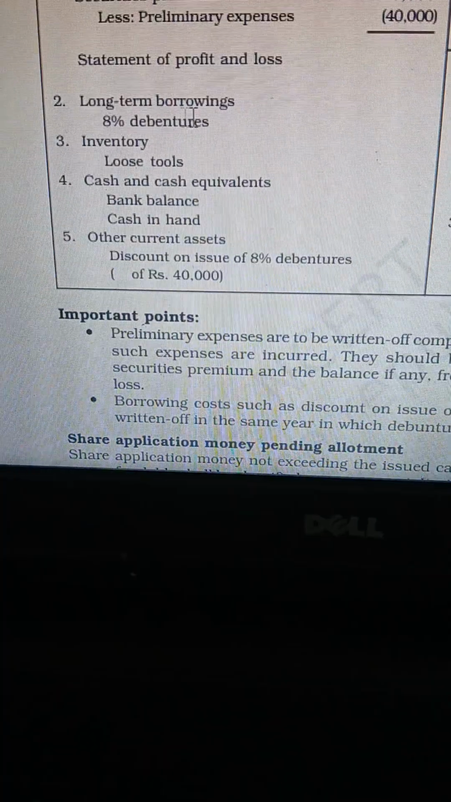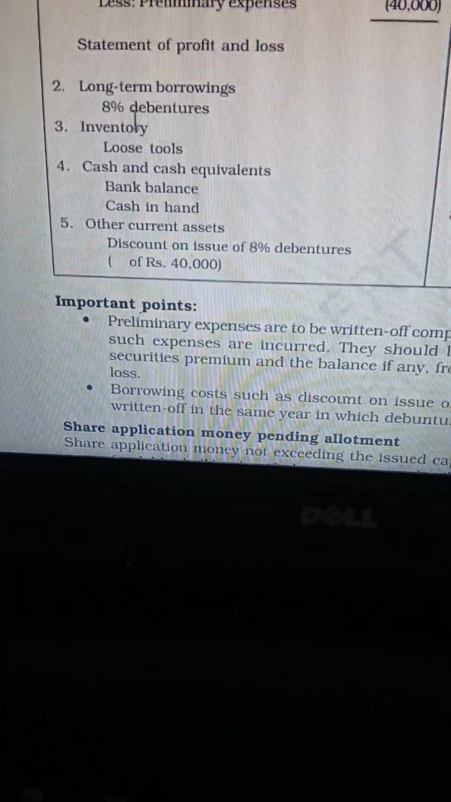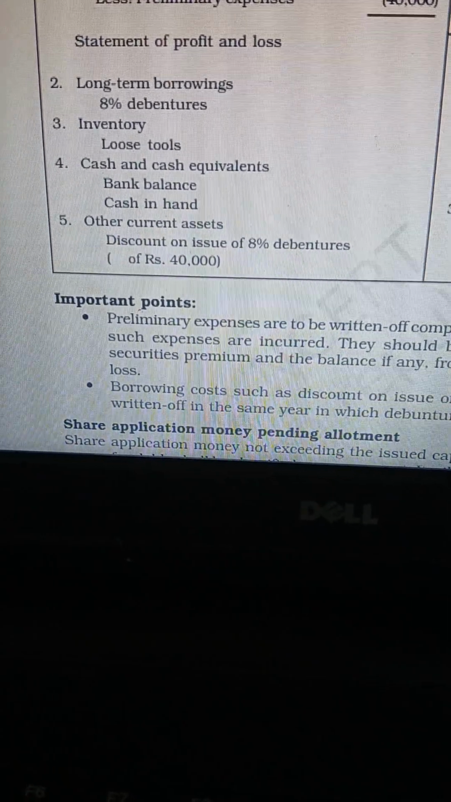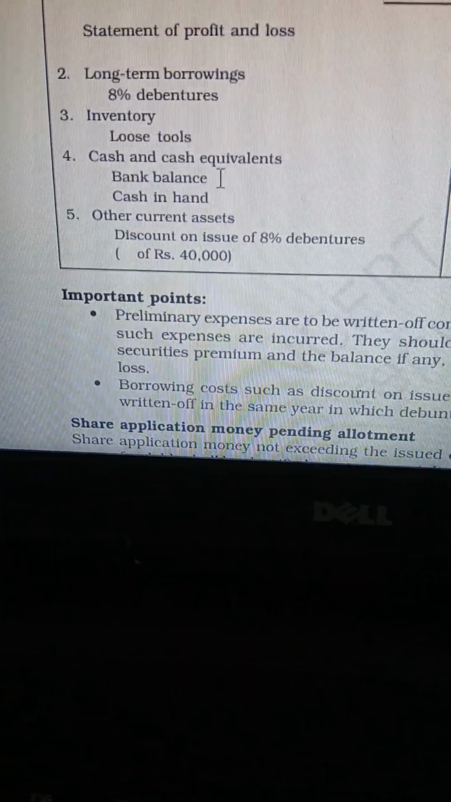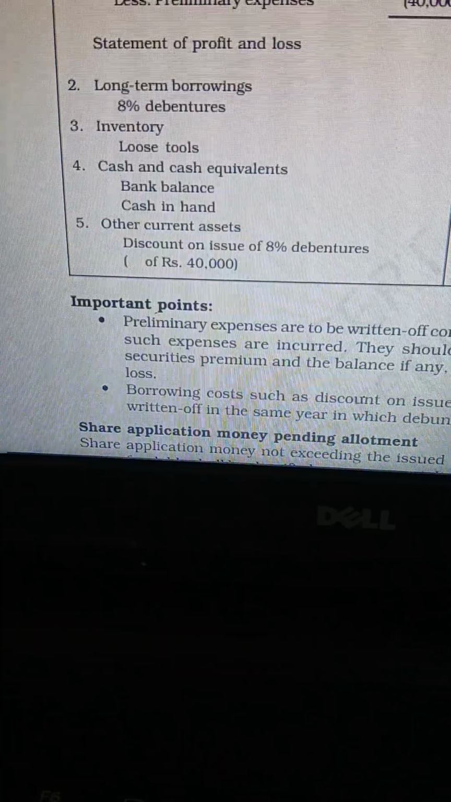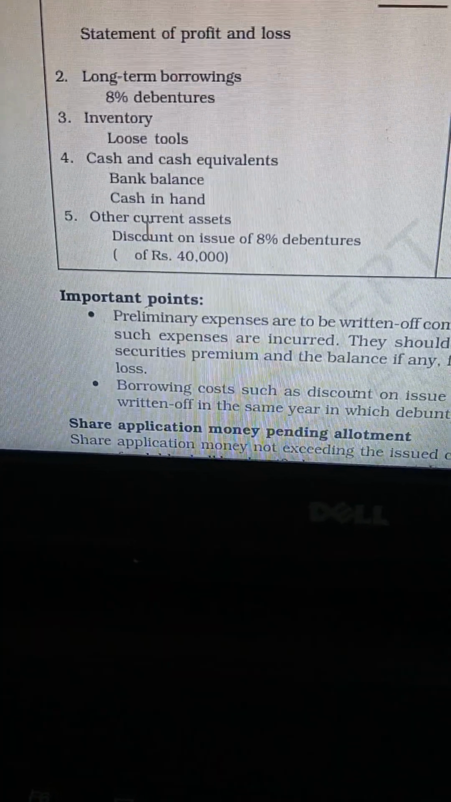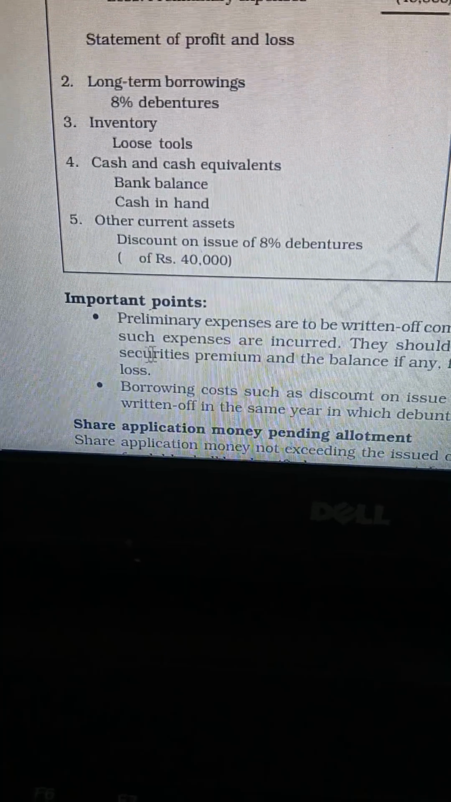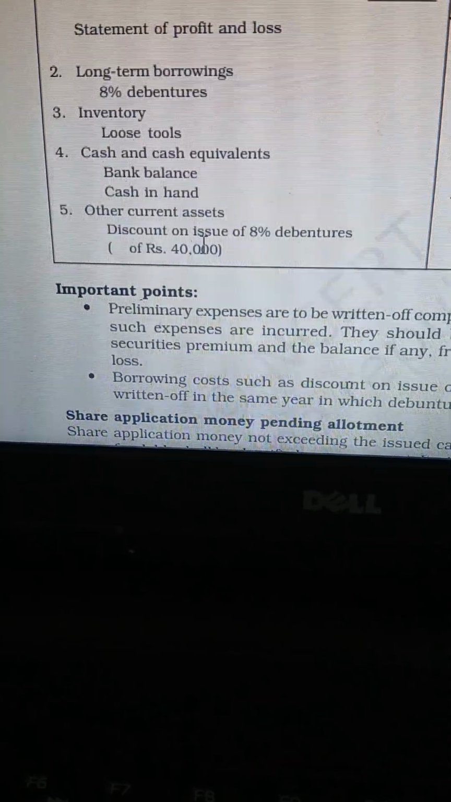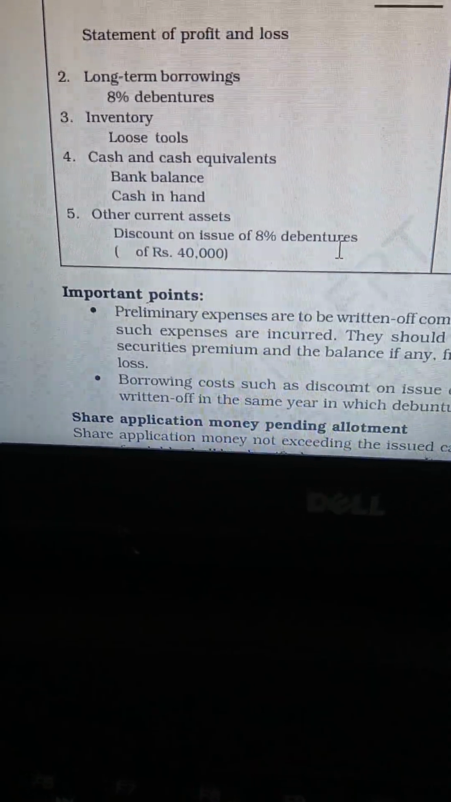Then our next item is long-term borrowings. Here there is only one item, that is regarding debentures, 8% debentures, 10 lakh. Then inventory, loose tools, 20,000. Then cash and cash equivalents, here the bank balance and cash in hand is given. So 60,000, 38,000. The net total amount given in the amount column, 98,000. Then other current assets, that is discount on issue of 8% debentures.